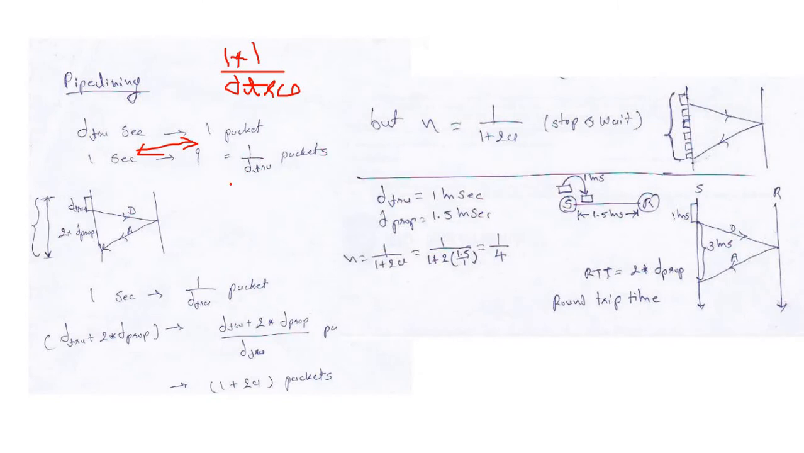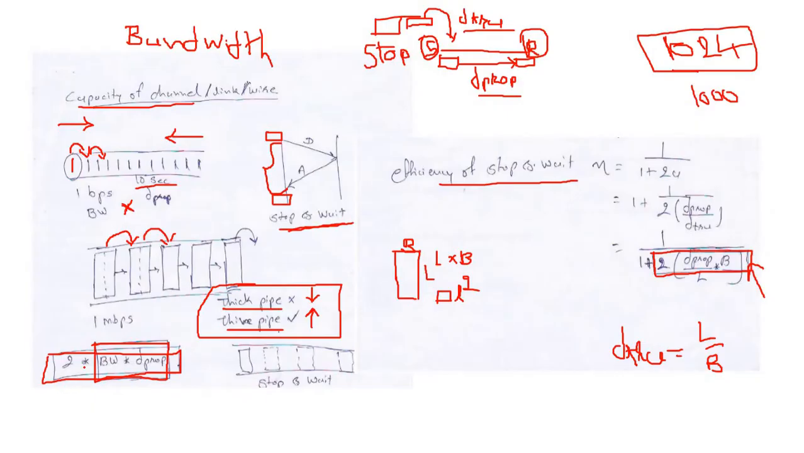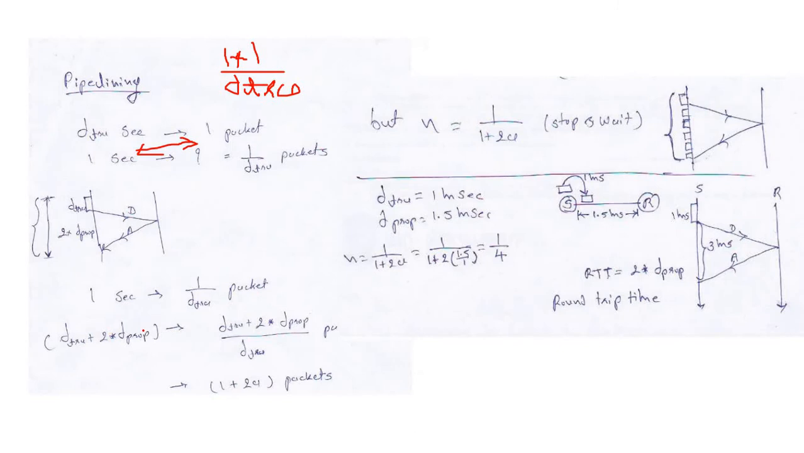Get it? Now at 1 second we are able to send 1 upon delay of transmission packets. So what is the total capacity? Total capacity is 2 into bandwidth into delay of propagation. That is the total capacity of full duplex channel. So during this capacity, get it?